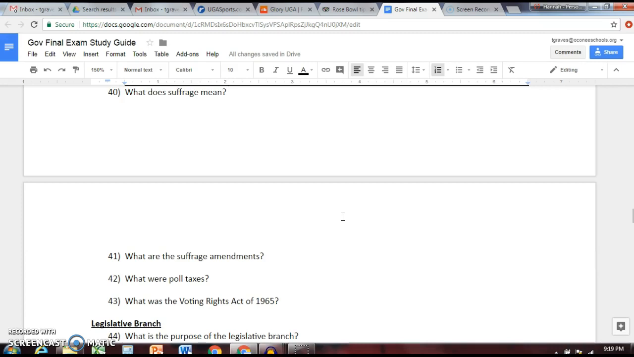The wealthy white citizens could obviously pay those taxes if they were required to, and they were able to vote, which therefore meant they were able to keep control over the government. And it was actually the 24th Amendment that eliminated poll taxes. So that's where that one kind of comes in terms of being a suffrage amendment.